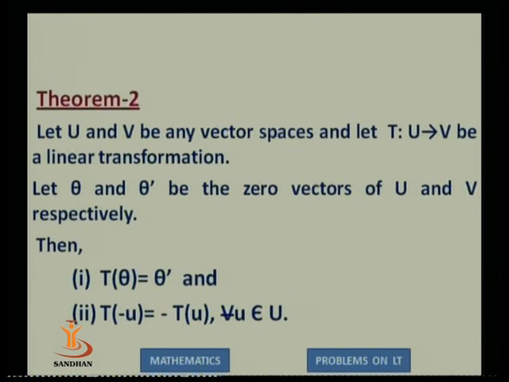Second theorem, recall. Let U and V be any vector spaces and T a linear transformation from U to V. If theta and theta dash are the zero vectors of the vector spaces U and V respectively, then first, T of theta is equal to theta dash. That is, a linear transformation maps the zero vector of the domain space to the zero vector of the codomain space. Second, T of minus u is equal to minus T of u for every u belonging to U.